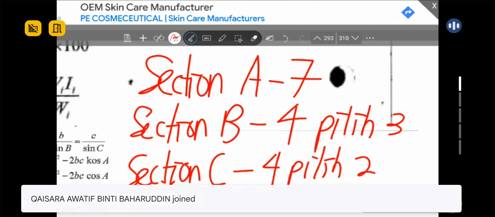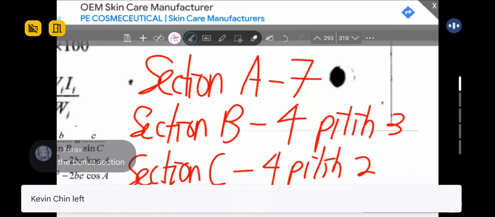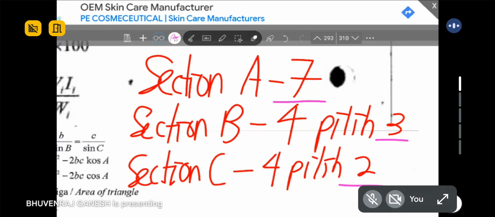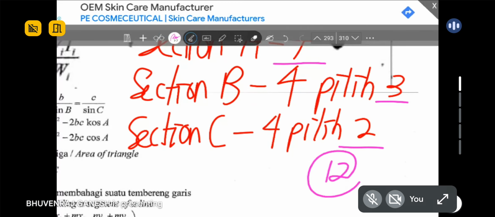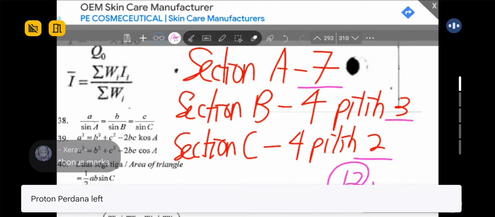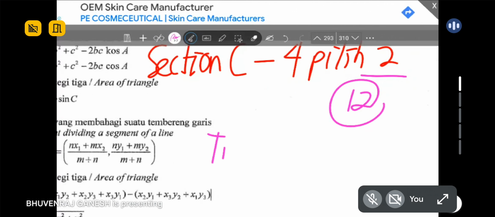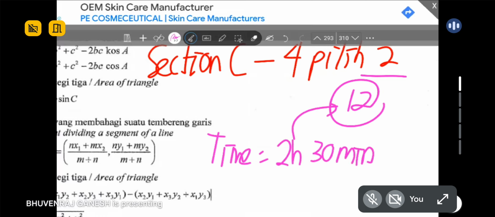So how many questions do you need to answer in total? Berapa soalan kamu kena jawab? 7, 3, 2. So the total is 12 questions for your AdMaths paper 2. Matematik tambahan kertas 2 kena jawab 12 soalan. How long is the paper? Yes, it's 2 hours 30 minutes, for you to answer 12 questions.